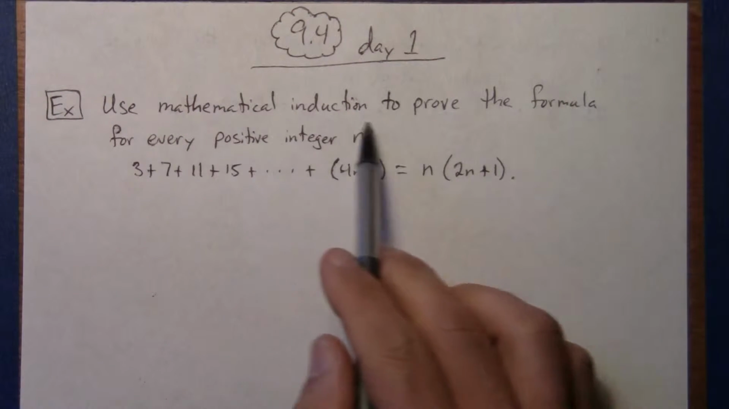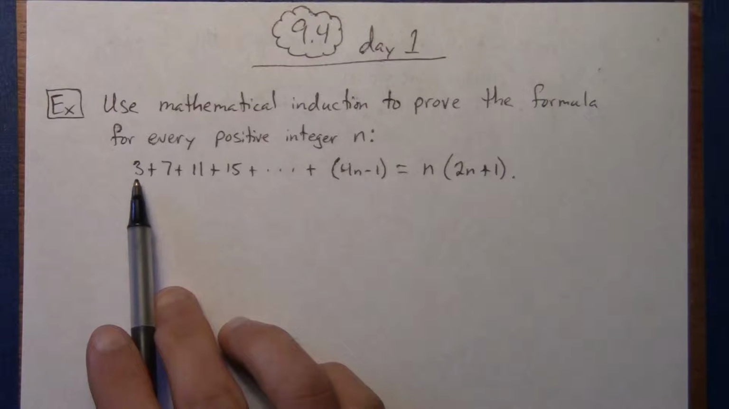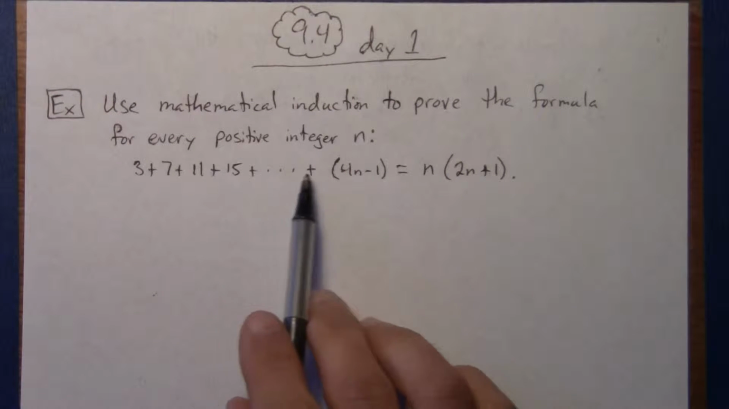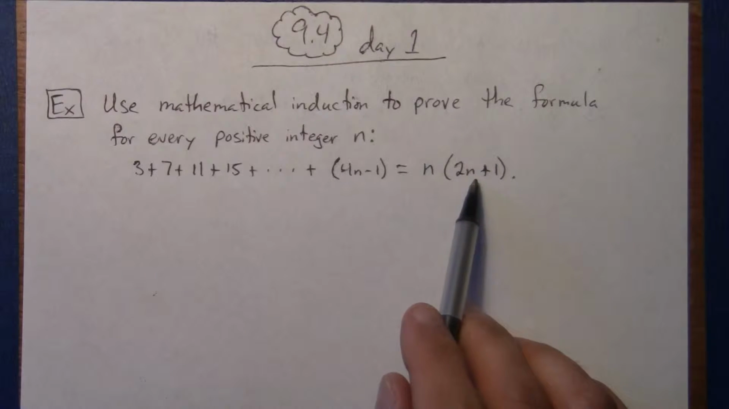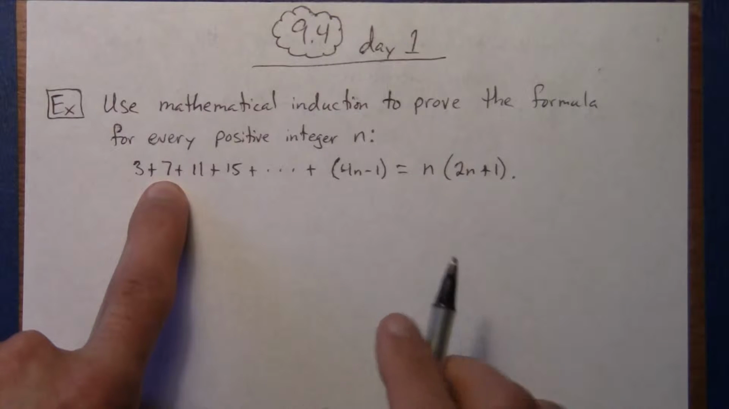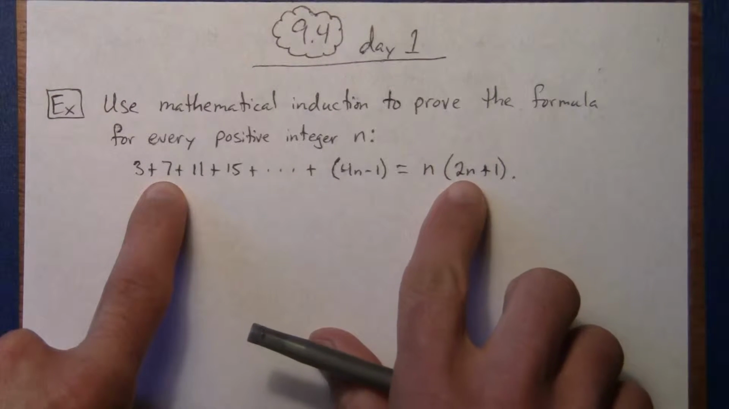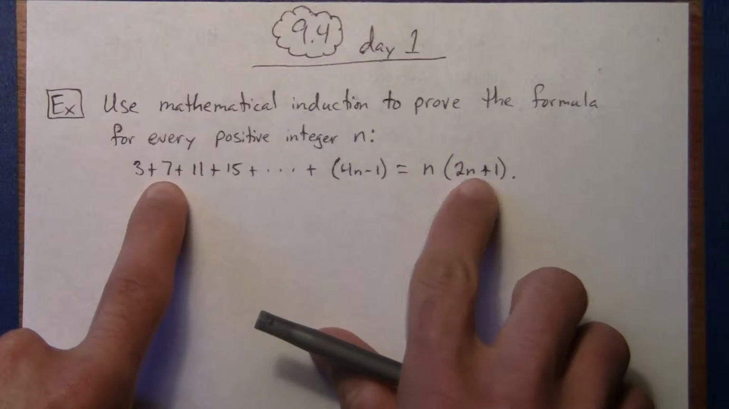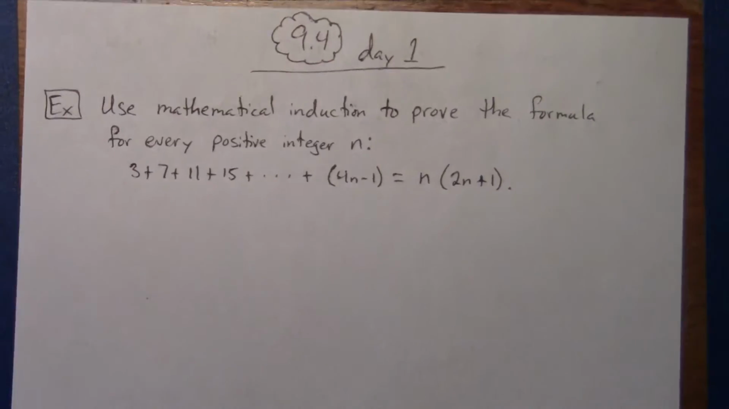It says, use mathematical induction to prove the formula for every positive integer n. And here's your formula. That 3 plus 7 plus 11 plus 15 plus following that pattern will always give you an answer of n times 2n plus 1. Like for example, this is the second number in the sequence. If you plug a 2 in for the n's, you would have 2 times 5, which is 10. Add the first two numbers together, it's 10. So that's what that's saying.